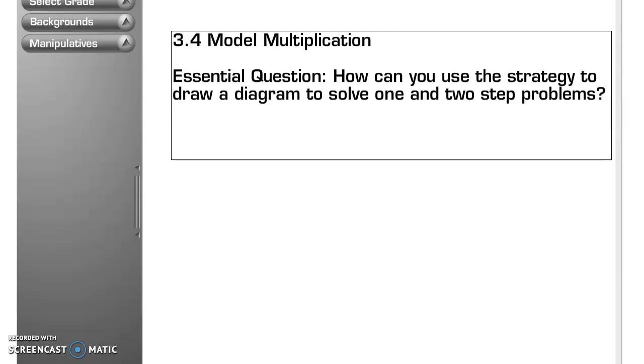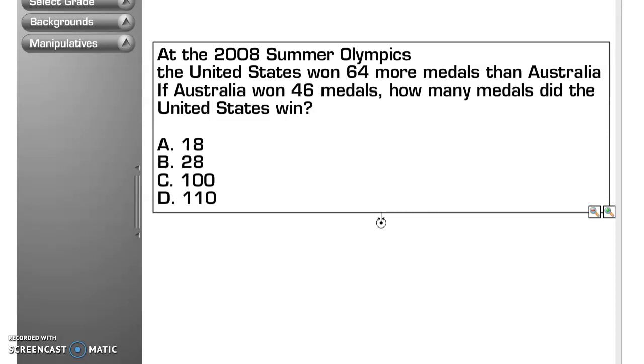Today is lesson 3.4, Model Multiplication. Our essential question is, how can you use the strategy to draw a diagram to solve one- and two-step problems? Our problem of the day is, at the 2008 Summer Olympics, the United States won 64 medals, more medals than Australia. If Australia won 46 medals, how many medals did the United States win?